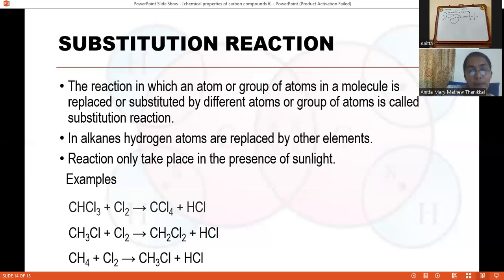Now, the last property of this section is substitution reaction. What is substitution reaction? The reaction in which an atom or group of atoms in a molecule is replaced or substituted by different atoms or group of atoms is called substitution reaction.